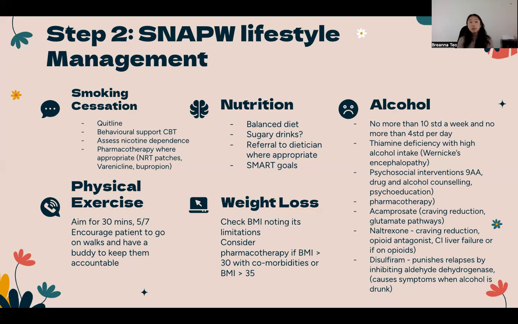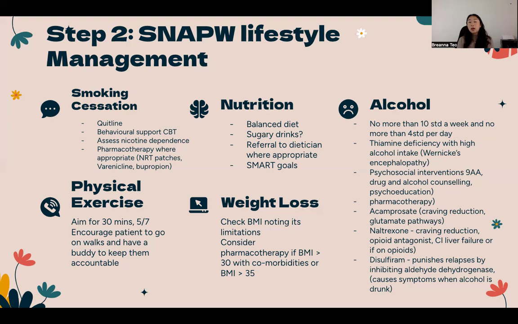A is for alcohol. Again, we ask, do you currently drink alcohol? How much do you drink through a week? And then you can ask your CAGE questions. Do you ever drink alcohol in the morning in particular? Do you feel guilty when people ask you to cut down, etc.? Ideally, they shouldn't be drinking more than 10 standards a week and no more than 4 a day.